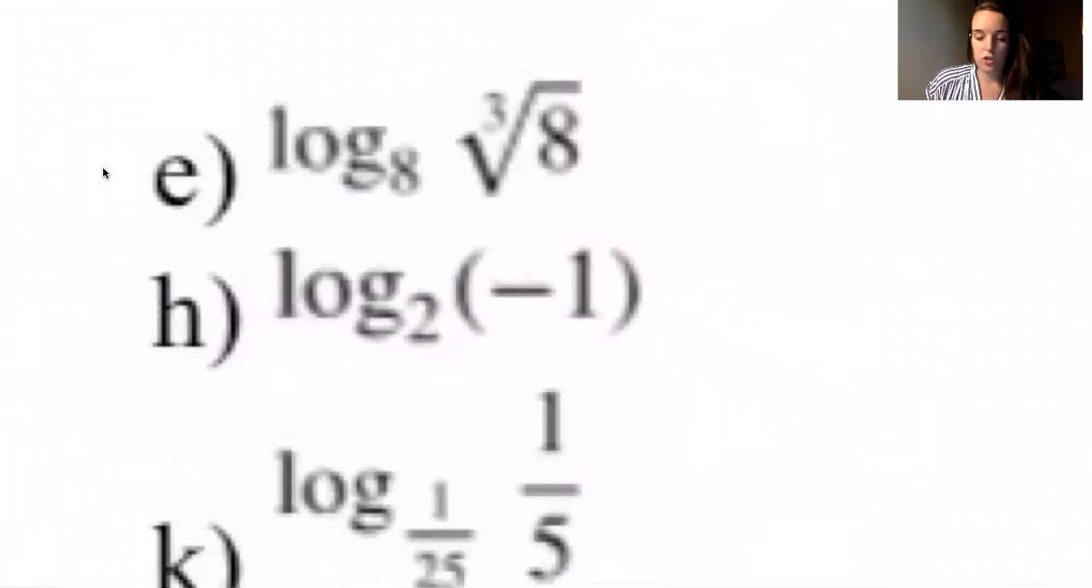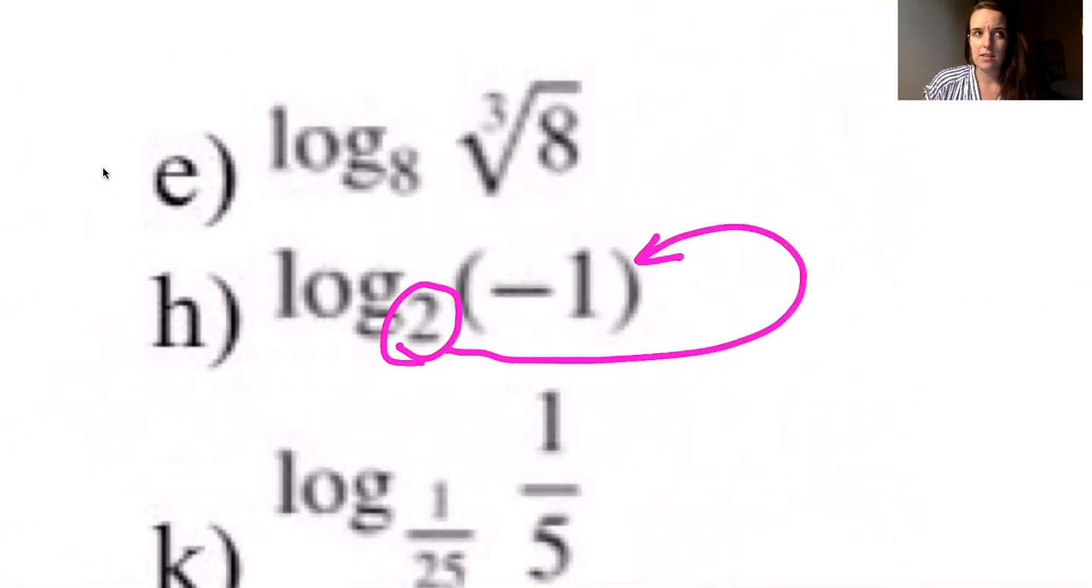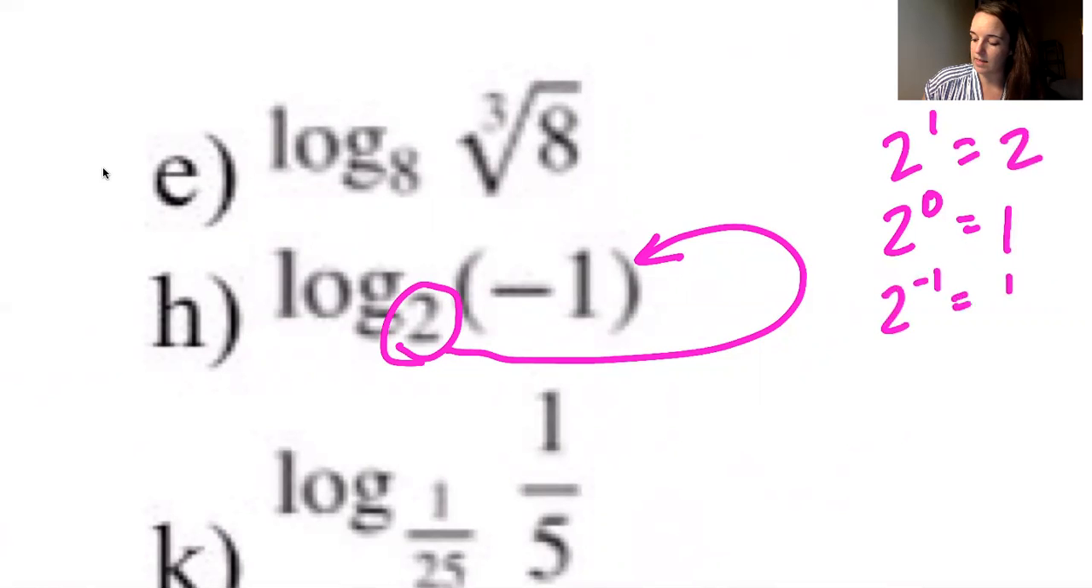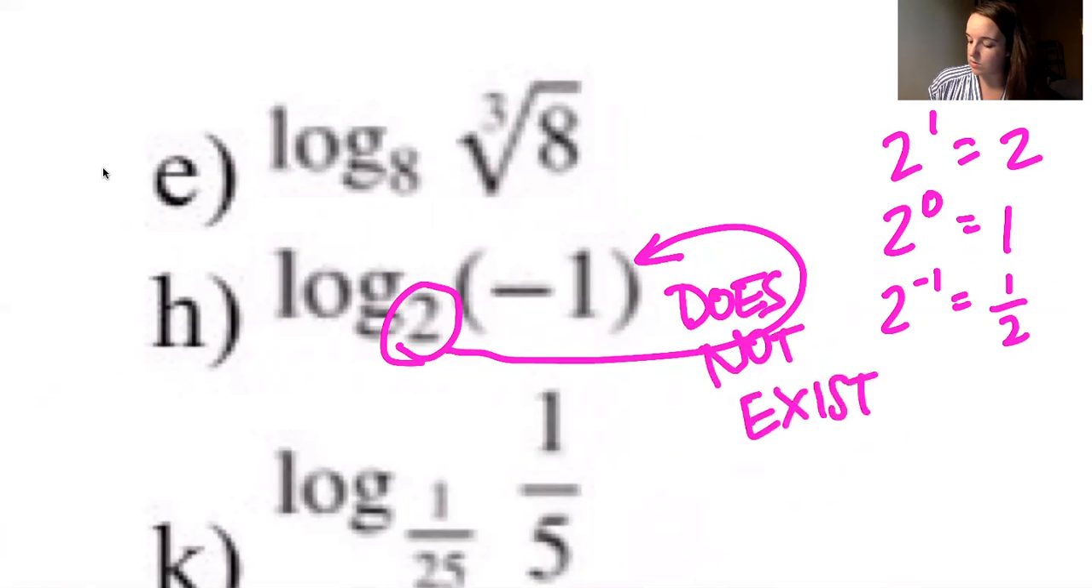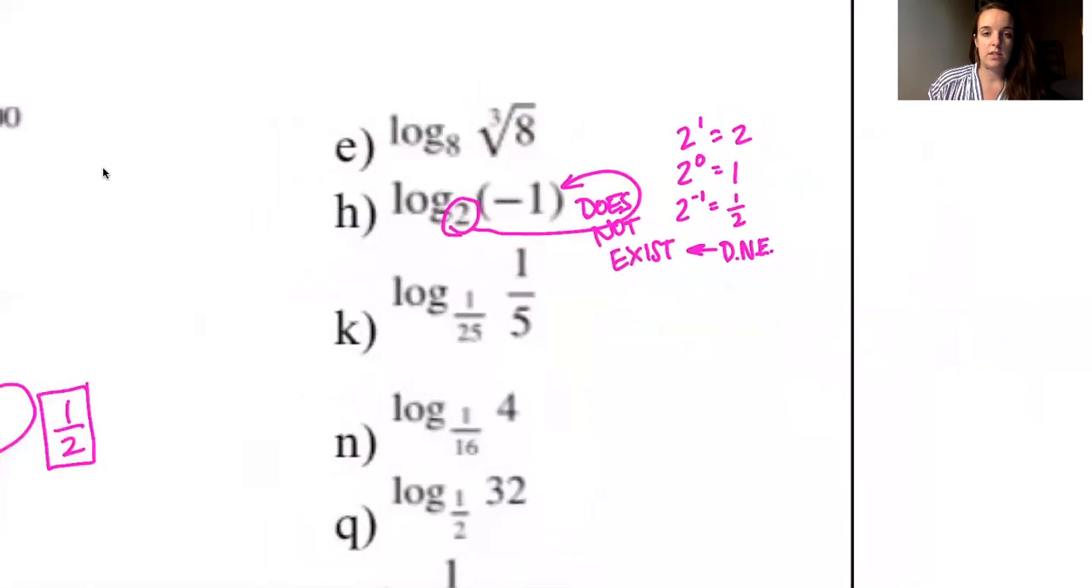If I'm looking at H, this would be like 2 to the power of what gives me -1. I'm thinking 2 to the power of 0 would give me 1, 2 to the power of 1 would give me 2, 2 to the power of -1 would give me 1/2. But there's not really anything I can do in order to get to the negative. You can't do the log of a negative. So this one's called does not exist, which we abbreviate to DNE. So that is that one.